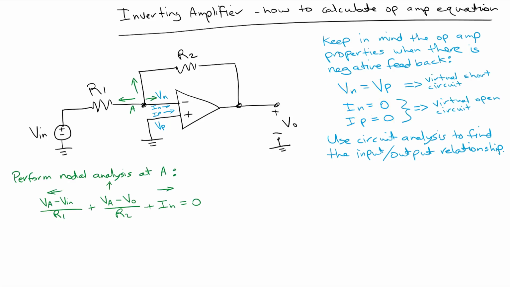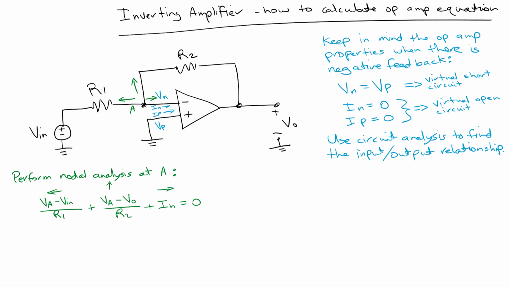So then, to use circuit analysis, we could use nodal analysis. If we define a node A over here, and we look at nodal analysis, we're looking at the currents that are flowing out of that node. And we can write our nodal equation as shown here. So now, what have we got?